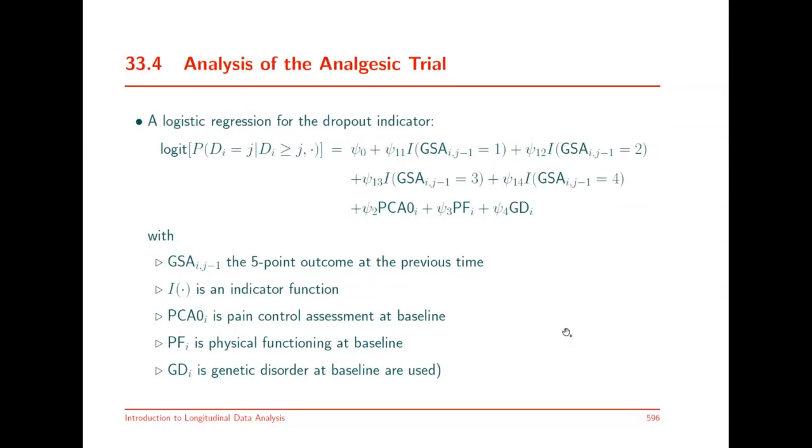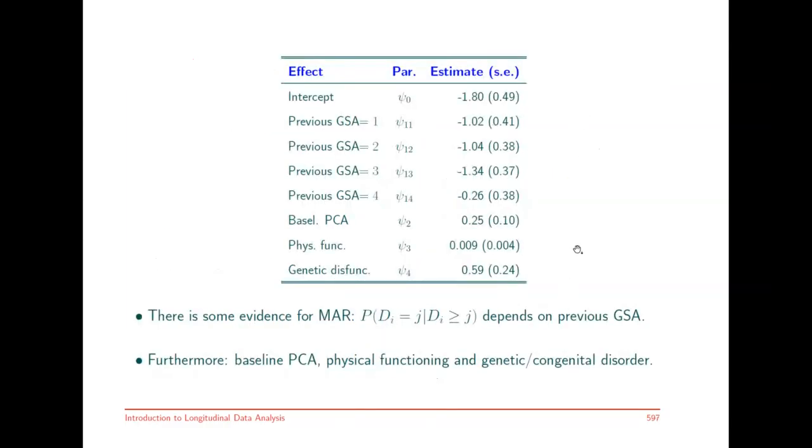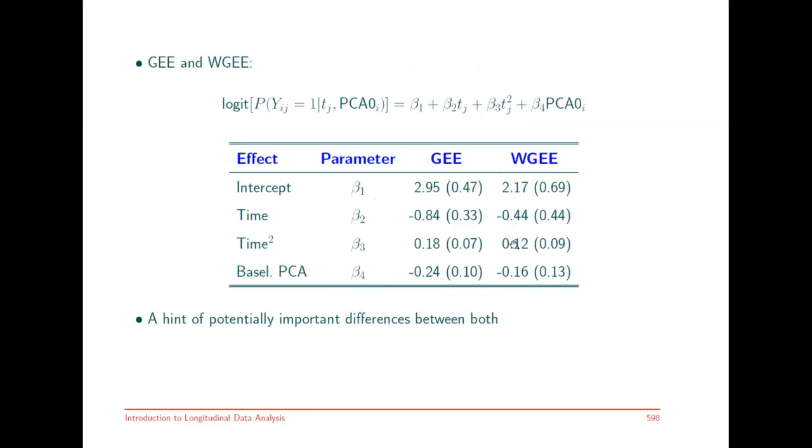Because you first have to build a model for the weight, we start with the logistic regression, not a final model yet. It's a help model, an auxiliary model. What is the probability of dropping out now, given that I'm still in the study, and given my previous pain score, given my pain control assessment at baseline, my physical functioning, and my genetic disorder or my genetic dysfunctioning? So here are the parameters of that model, not of interest per se, but we can use that to build into the weights. So the final model is going to be very simple.